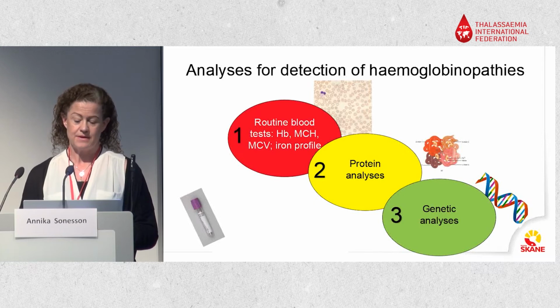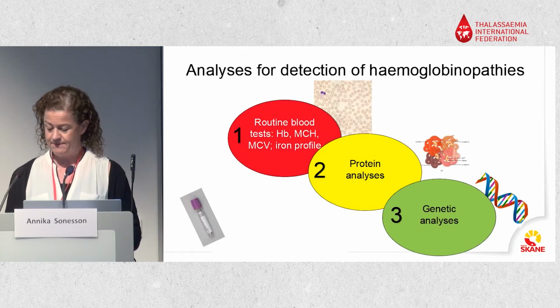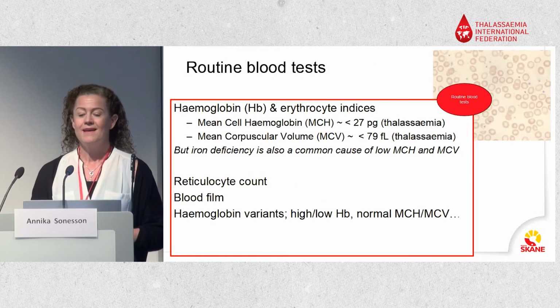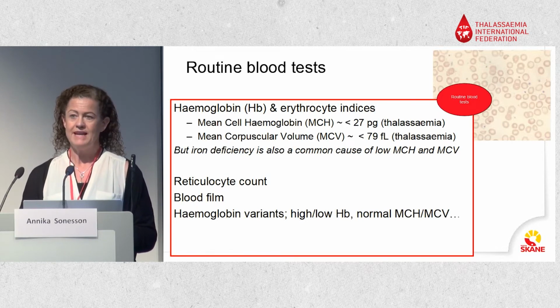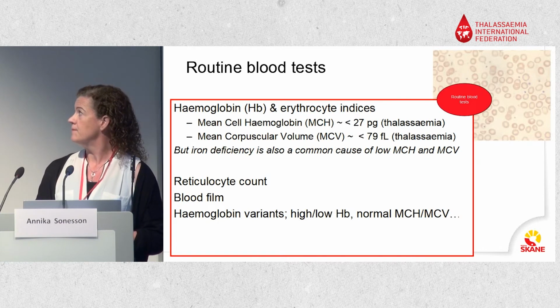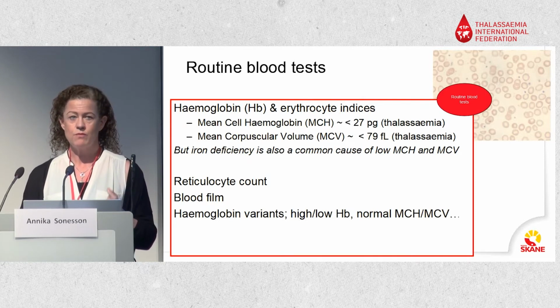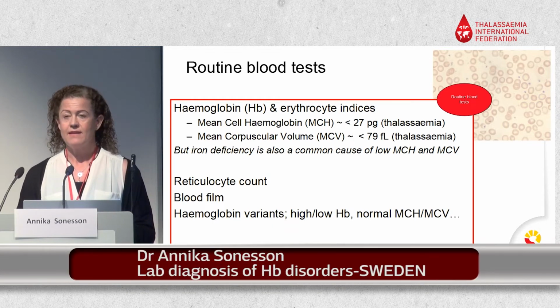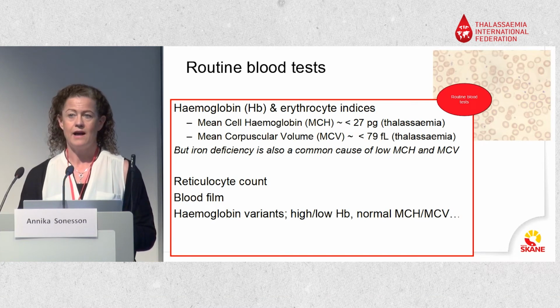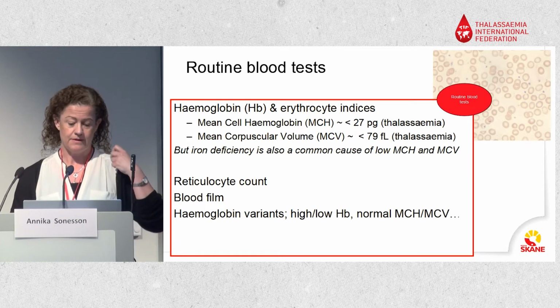So let's go over to the analysis. We have 3 groups of analysis present in our toolbox. We have the routine blood tests, for instance, hemoglobin level and iron profile. Then we have the protein analysis, and we have the genetic analysis. In the routine blood tests, we measure the mean cell hemoglobin level and also the mean corpuscular volume. As you see in the blood film picture, if you compare it to the first one I showed you, these cells are smaller and they also have a central clearing, showing that there is reduced hemoglobin content in these red blood cells and also a reduced cell volume. This is seen in thalassemia, both alpha and beta, but it's not specific. It's also seen in iron deficiency anemia, which is the most common anemia in the world.